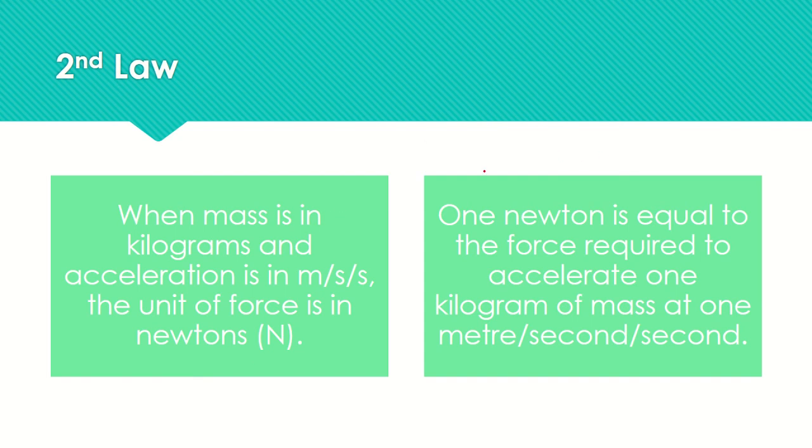And what actually is 1 newton? Well, if force is equal to mass times acceleration, 1 newton is equal to the force required to move a 1 kilogram mass at an acceleration of 1 meter per second squared. Or it's the force required to accelerate a 1 kilo mass by 1 meter per second for every second.